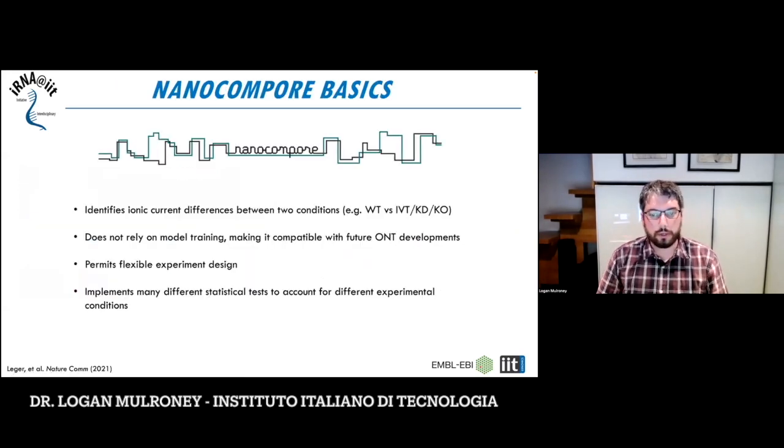And so I'm going to talk a little bit about some software that Adrian Leger and Tommaso Leonardi wrote, and then I have inherited from them, called NanoCompor. And this uses a comparative framework to detect RNA modifications by comparing like a wild type sample to an IVT or an enzyme knockout or knockdown. And it doesn't rely on any kind of model training, so it makes it compatible with any kind of future ONT developments, such as the new RNA-004 chemistry that will be coming out in the relatively near future. And this gives you a fairly flexible experimental design when you're trying to compare these different samples to each other.